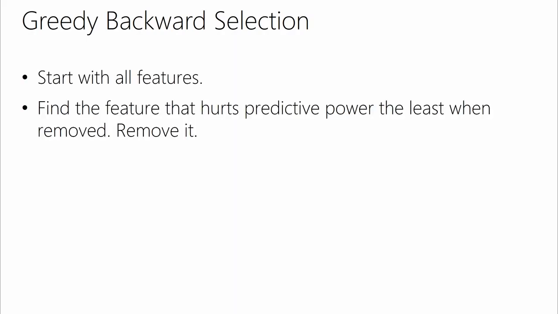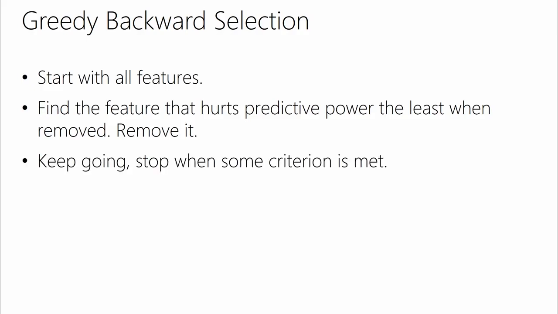So the first method is called greedy backward selection. You start with all features, and then you find the feature that hurts predictive power the least when removed, and you simply remove it. You just keep going, and you stop when some criterion is met. Now, it's called greedy because once you remove something, you never look back. You could easily remove an important feature early on, and then there's nothing you can do to get it back. But it is computationally easy.